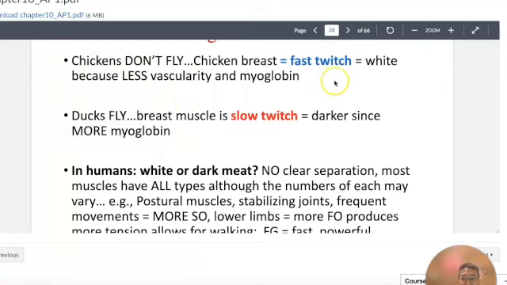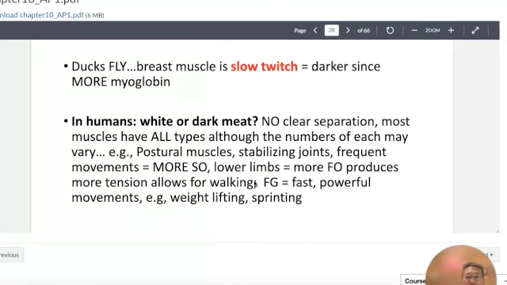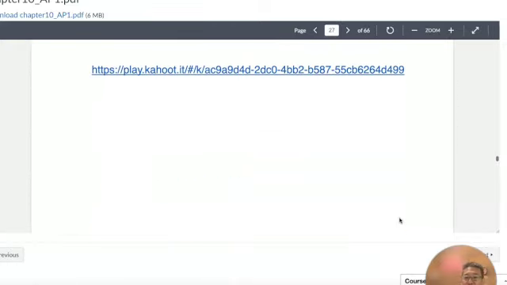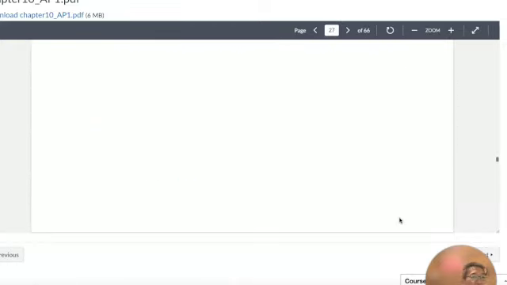Okay, it's fast twitch. So that's why chickens can fly, but not long distance. Okay, but the duck breast is slow twitch. So it's dark meat, and they can fly long distance. Okay, in humans, we are more a mixture of both. Yeah, fast and slow, all kinds. Okay, so that's the first part of chapter 10.